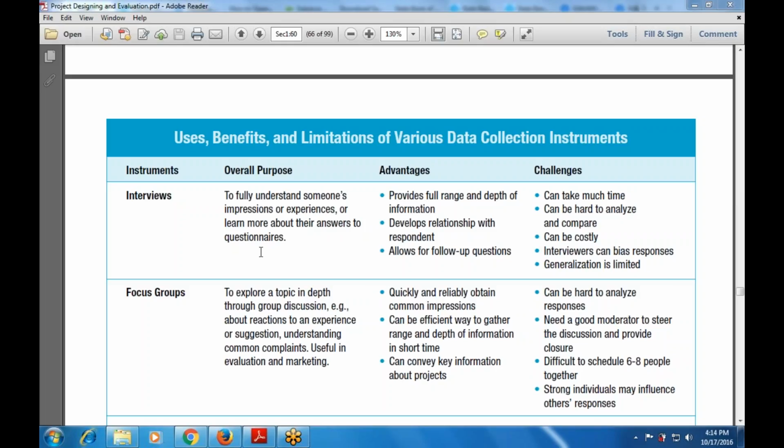That is, what is going on with the interviews: how to fully understand someone's impressions or experiences, or learn more about their answers to the questionnaire. That is the main interview part.